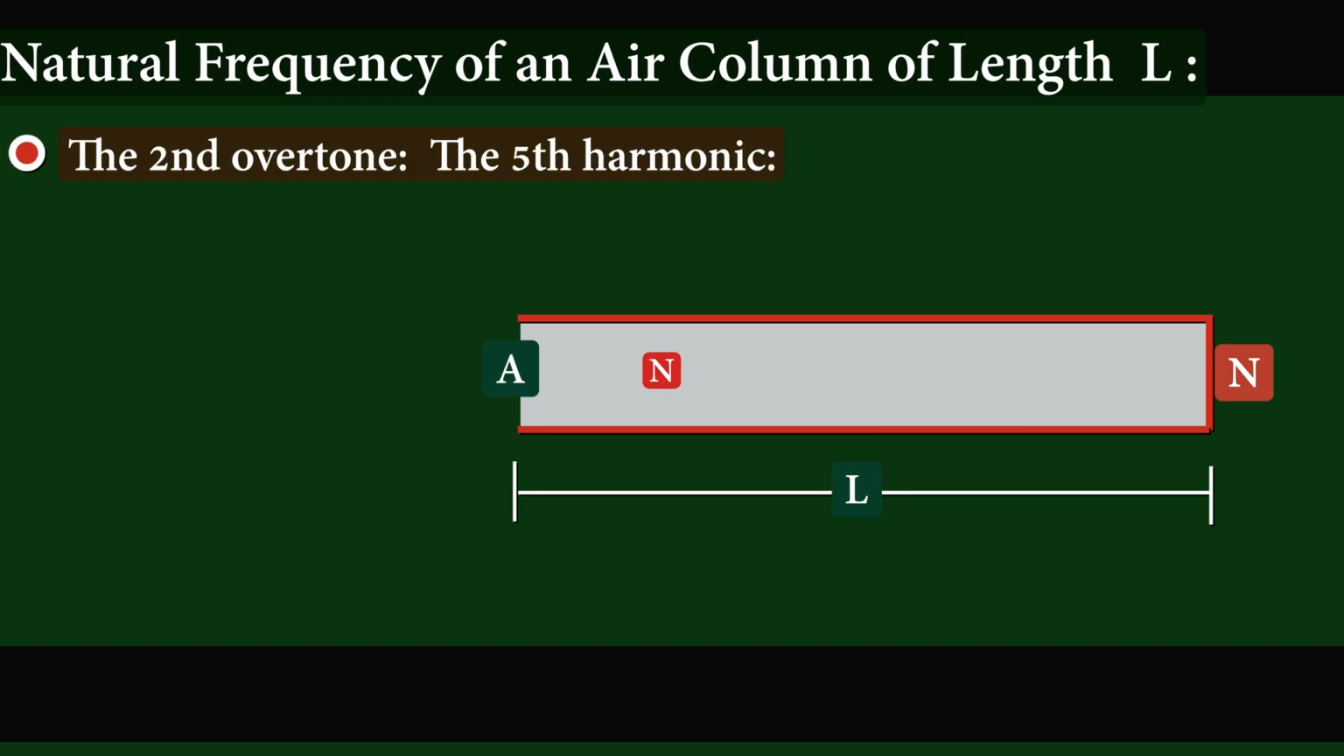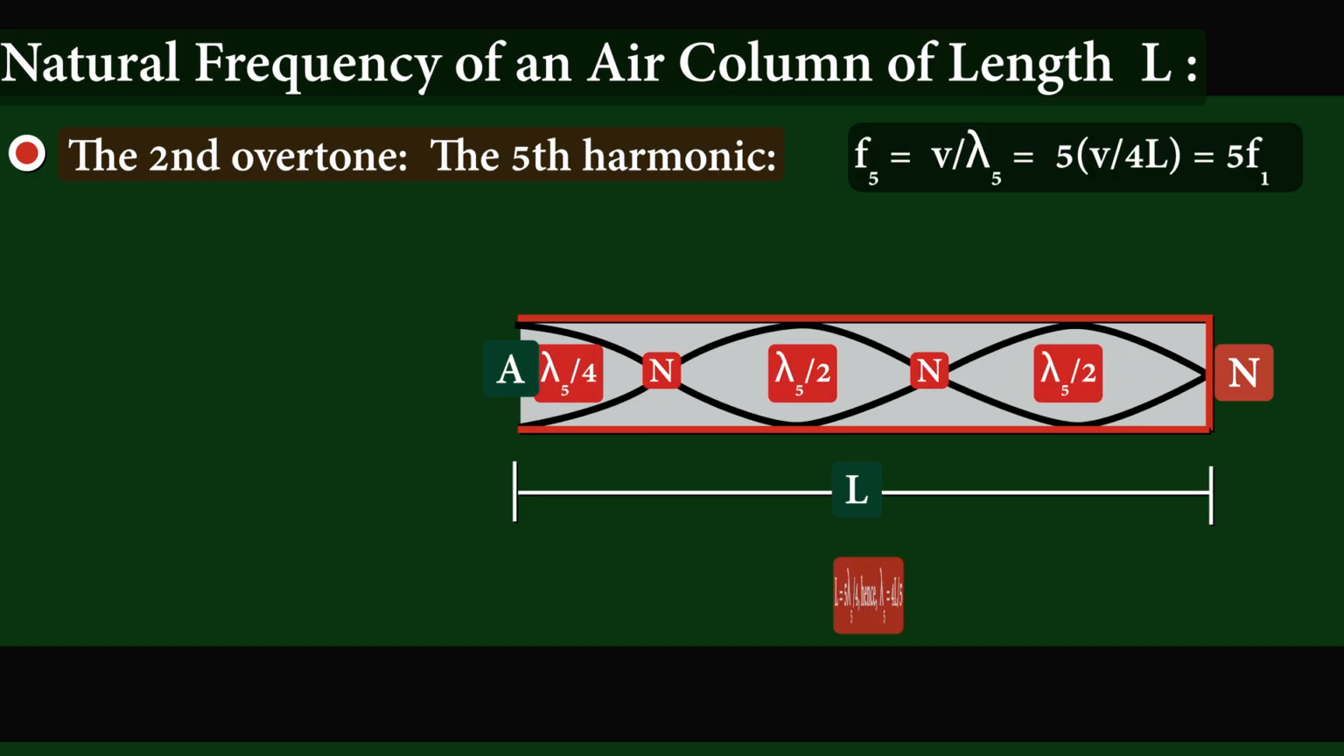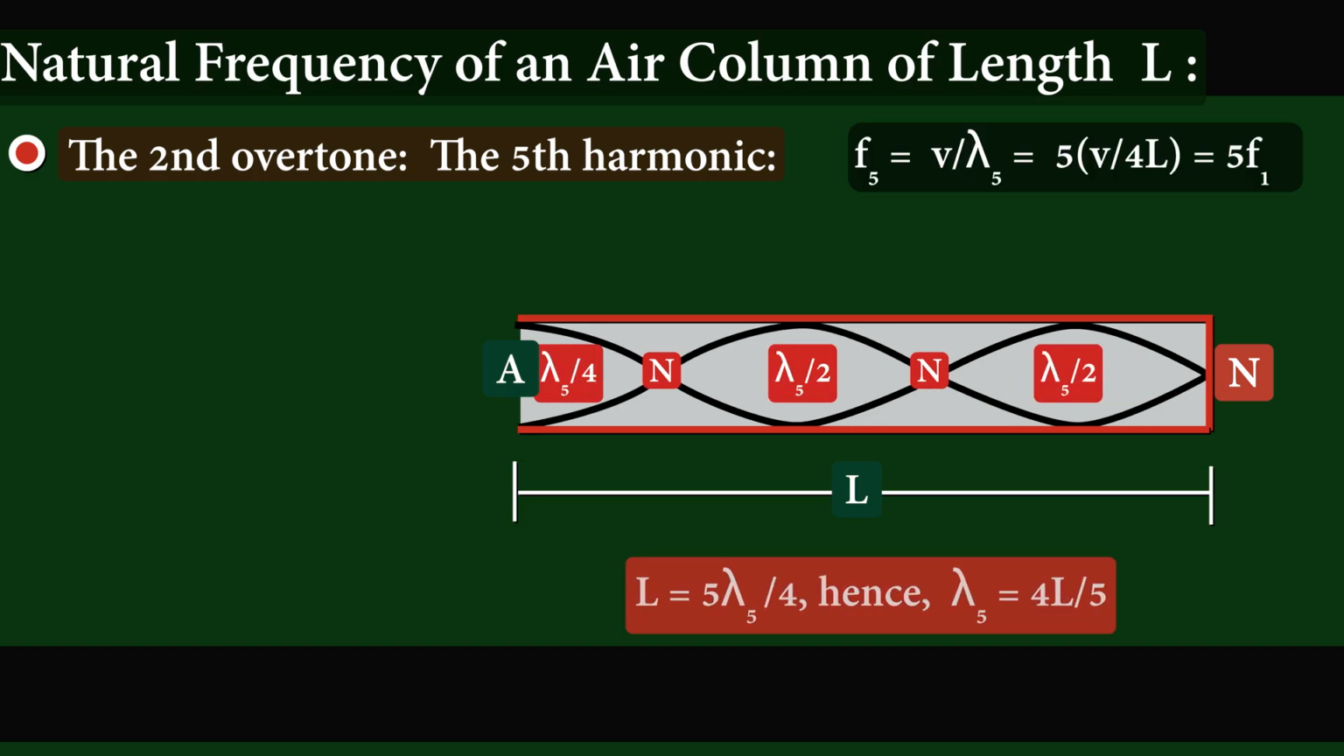The natural frequency in the next mode is called the second overtone. This mode has a frequency 5 times the fundamental frequency, so it is also called the fifth harmonic. In this mode, there are 3 nodes. From the figure, the pipe length L is equal to 5/4 lambda, so lambda is equal to 4/5 L. Substituting these values into the equation V equals F lambda, we find that the second overtone frequency is F5 equals 5V divided by 4L, equals 5 times F1.